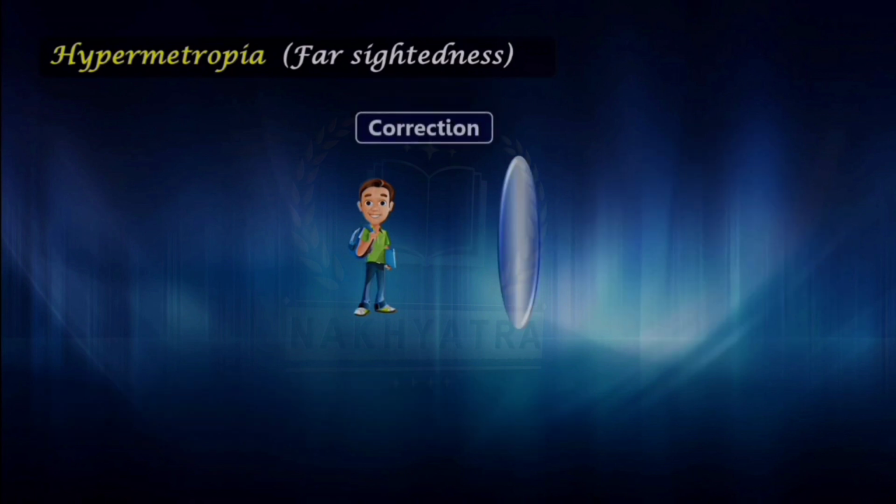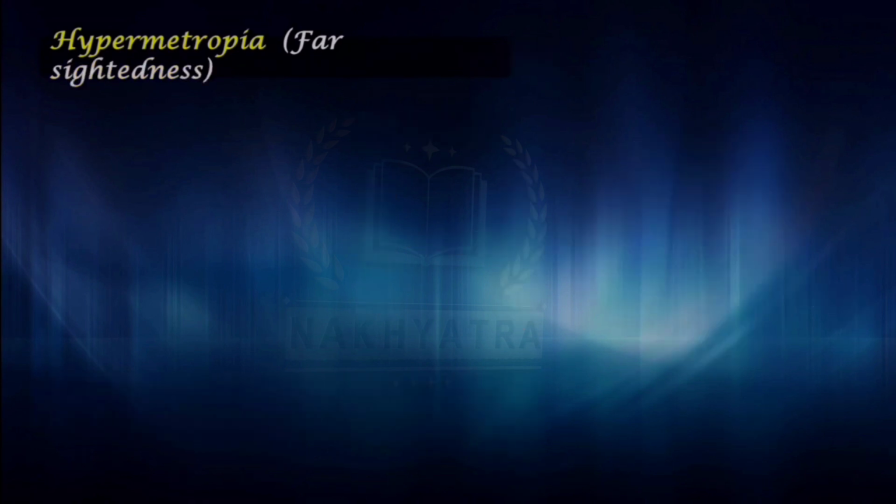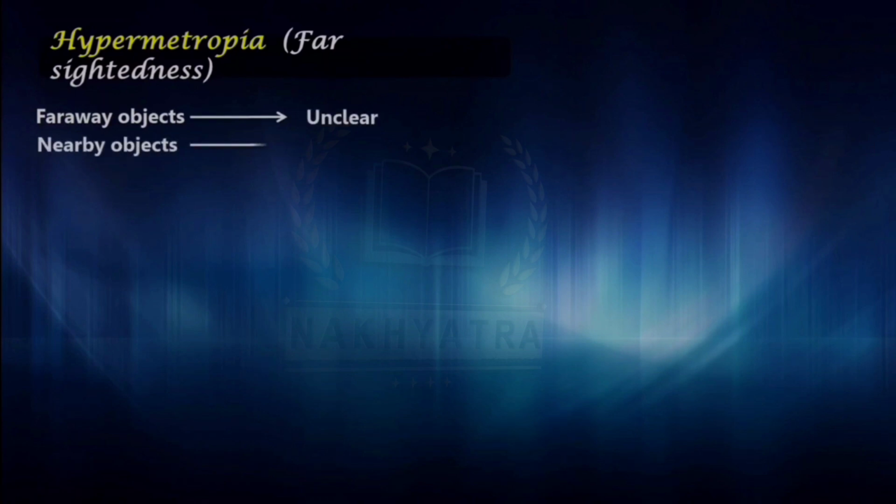So correction for hypermetropia is by using a convex lens of appropriate focal length. So by using a convex lens of appropriate focal length, this hypermetropia can be corrected. Now see, in case of hypermetropia, the faraway objects are unclear, whereas the nearby objects are clear.